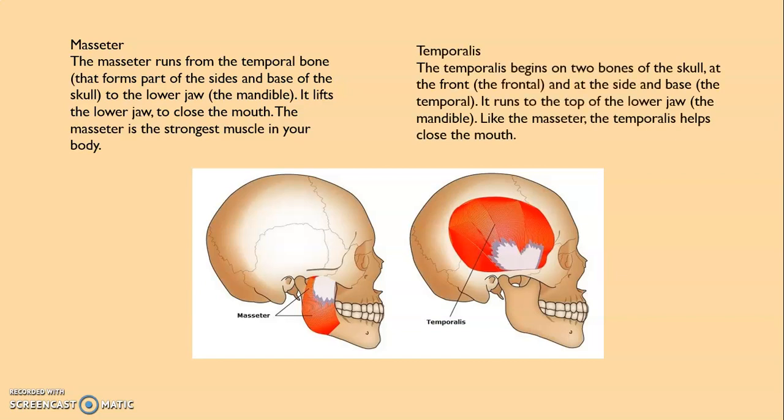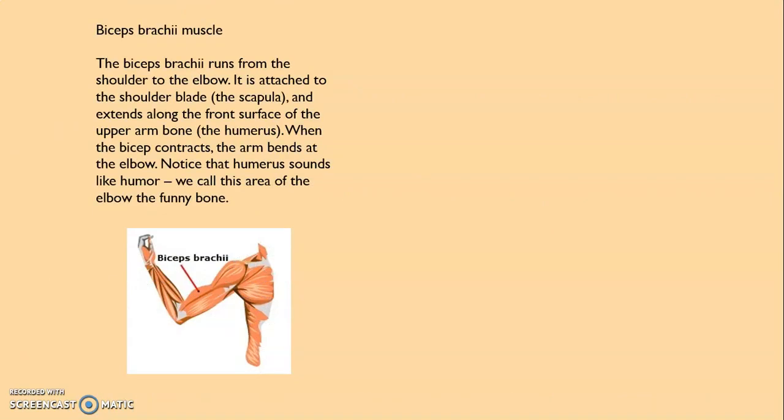Another is temporalis. The temporalis begins on two bones of the skull, at the front and at the side and base. It runs to the top of the lower jaw. Like the masseter, the temporalis helps close the mouth. Next is the bicep. The bicep runs from the shoulder to the elbow. It is attached to the shoulder blade and extends along the front surface of the upper arm bone. When the biceps contract, the arm bends at the elbow. Notice that humerus sounds like humor. We call this area of the elbow the funny bone.